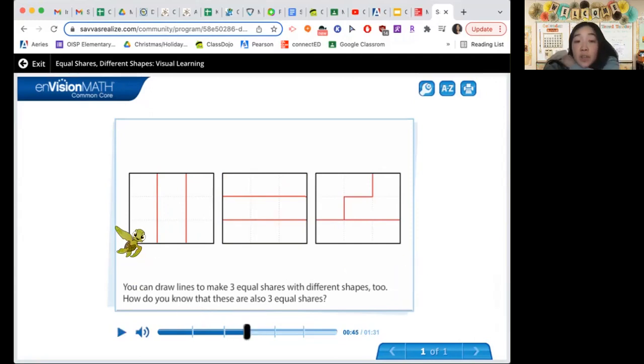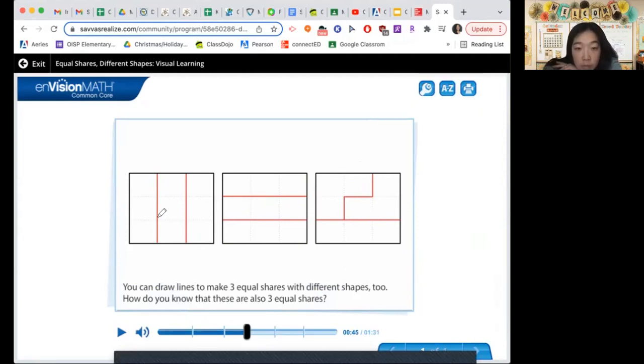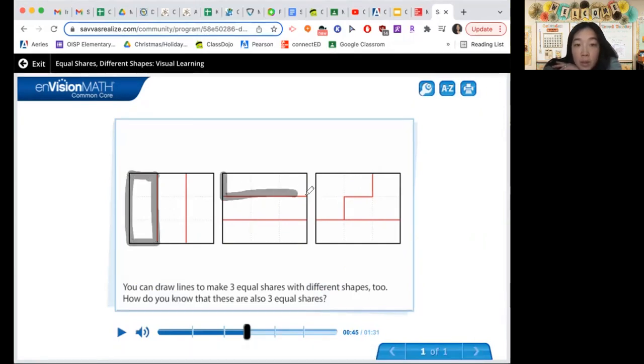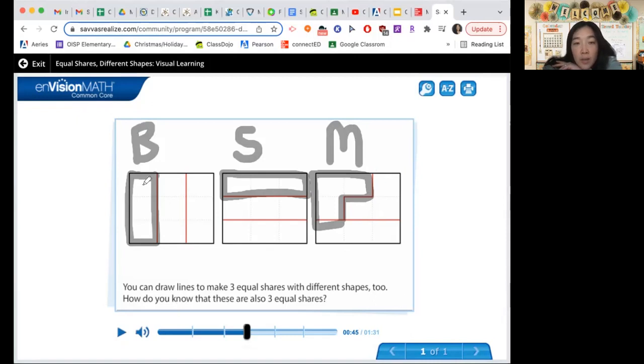So let's look at all of these different shapes, okay? Imagine these are all candy bars, okay? And I'm going to split it up evenly between the class. The person who gets this one, the person who gets this one, and the person who gets this one, are they all the same amount? Let's say I give Billy this one, I gave Sarah this one, and I give Maddie this one, okay? Do they all get the same amount? Do they all get the same amount of chocolate?